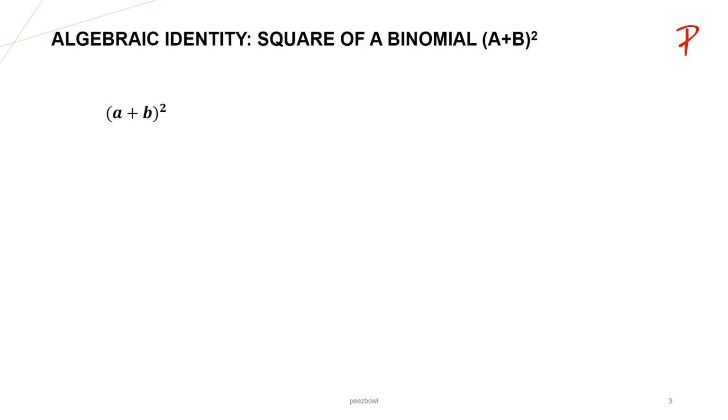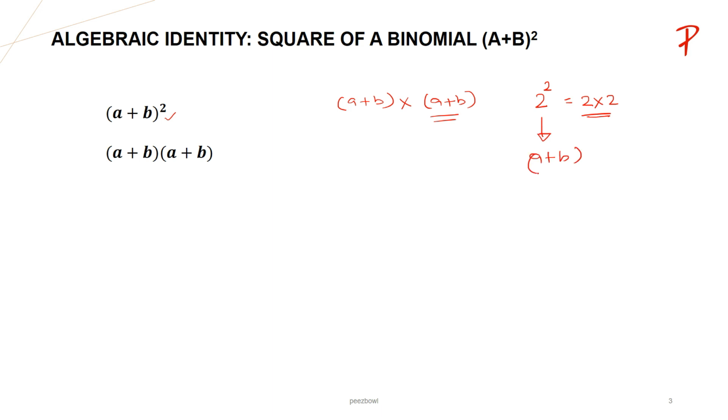That means multiplying it by itself. So we are multiplying a + b by a + b, because there is a power of 2. When we say 2 to the power 2, we say that 2 is multiplied by 2. In the same way, if we replace 2 by any binomial expression, we have the same formula: (a + b) to the power 2 is (a + b) multiplied by (a + b) itself.